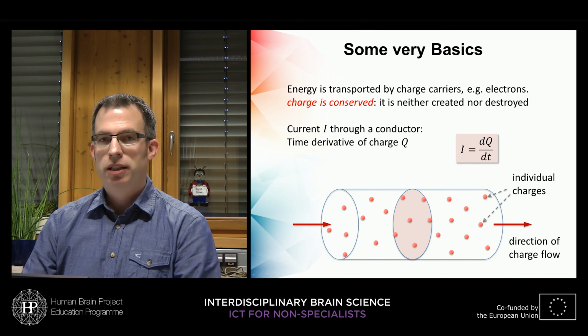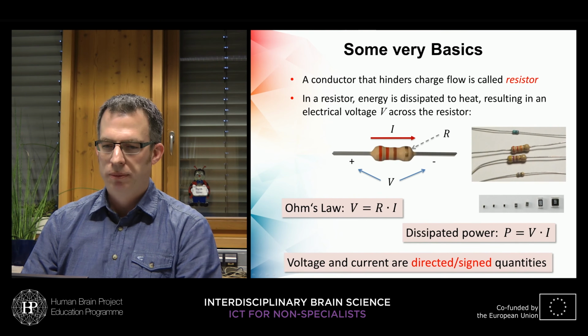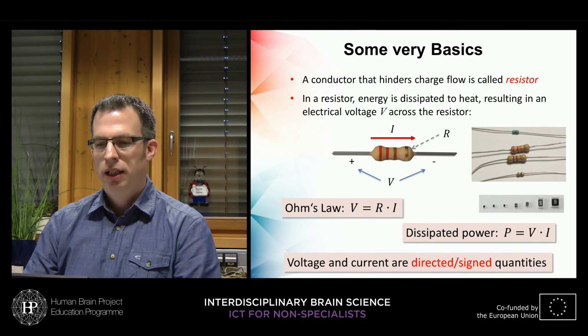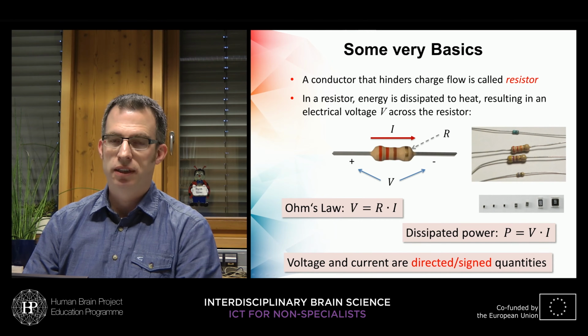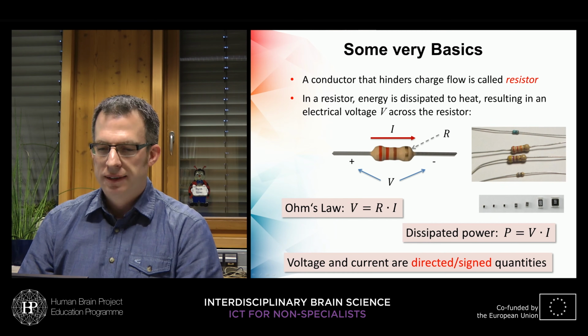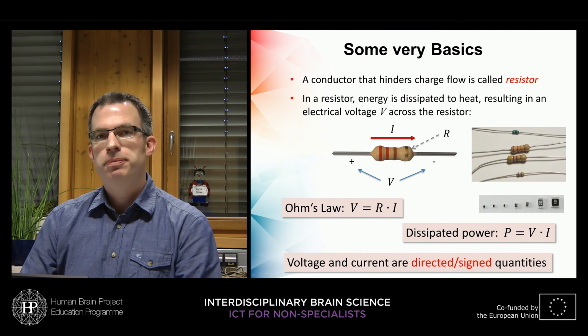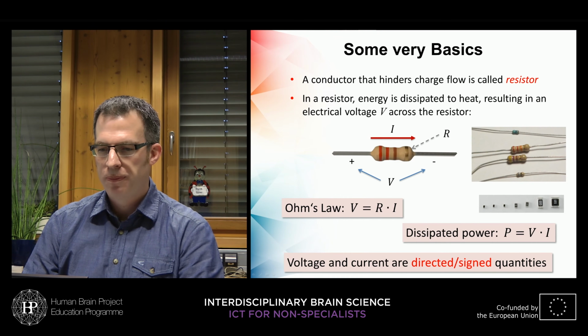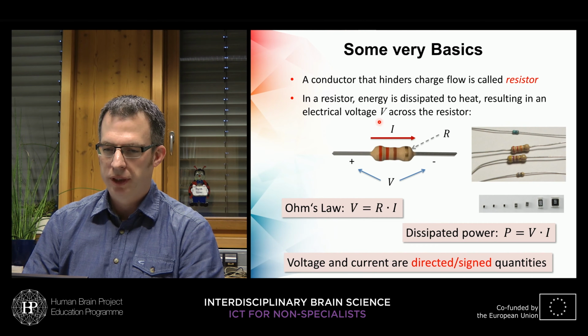And if this conductor is not ideal, then we have a conductor that hinders charge flow, and we call such conductors a resistor. So it resists the current flow. And inside this resistor, the electrical energy is dissipated to heat, which also results in an electrical voltage that is denoted by V across this resistor. So you can see this here.